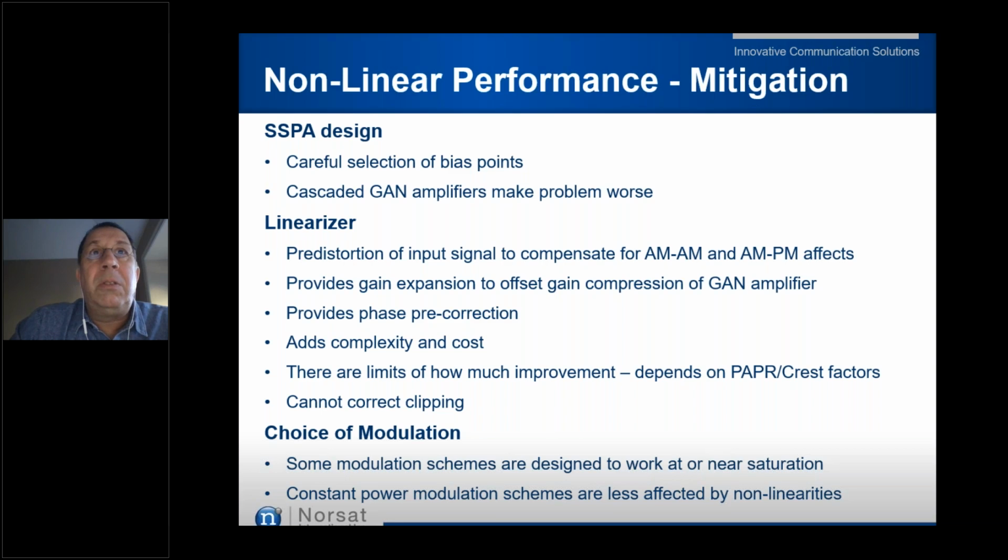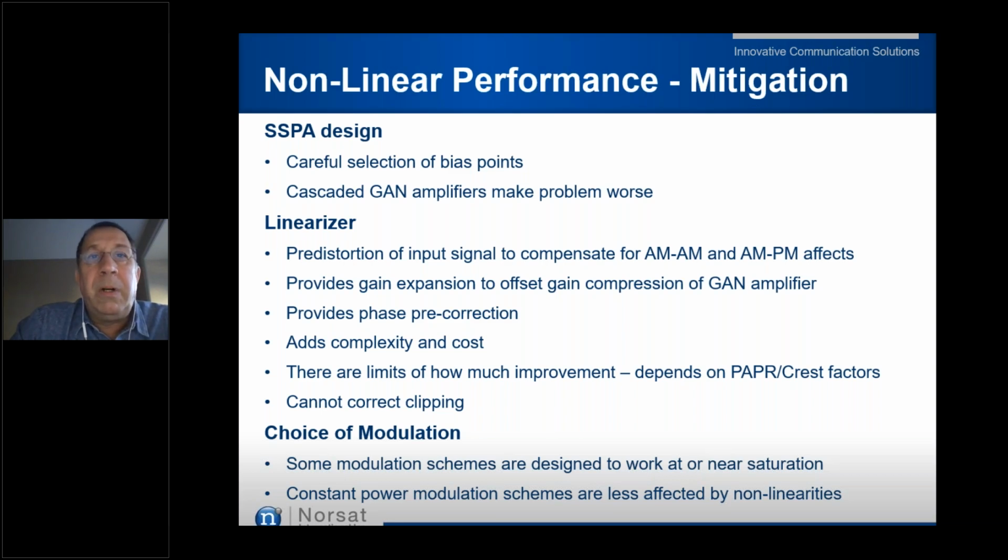Another way of mitigating this is to include a linearizer in the lineup. So this is basically pre-distortion of the input signal to compensate for the AM to AM and AM to PM effects of the amplifier. On the AM side, typically we add some gain expansion to offset the gain compression of the amplifier, and we also add a phase pre-correction as well. However, linearizers add complexity, cost, and a little bit of size as well. And of course, there are limits to how much improvement a linearizer can give you. It really depends on the peak to average power ratio of the modulation that's going to be used, as well as crest factor, which is a similar measurement.